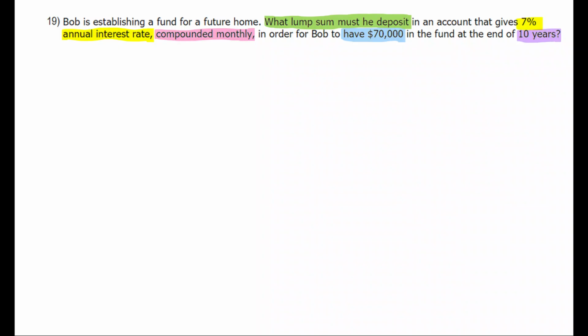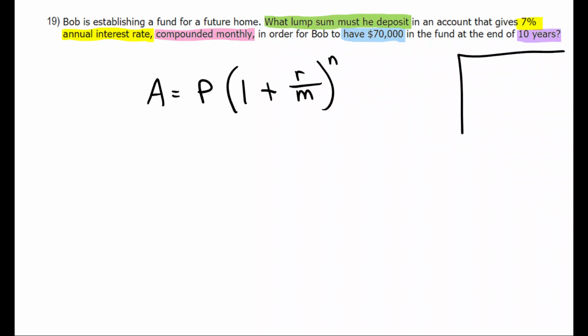Okay. In the pink there, it says compounded. So I know this is a compound interest problem. So A is equal to P times 1 plus r over m raised to the n power. And remember that n is m times t. Now, since they asked the question, what lump sum must he deposit? P, that's the principal that you deposit. So I'm looking for P.